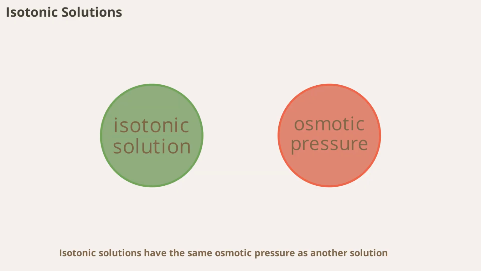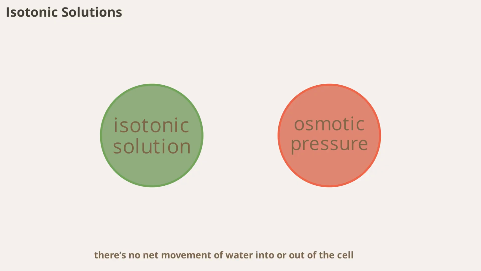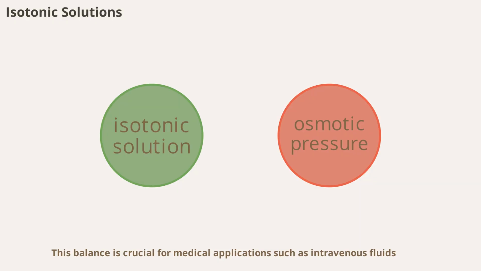Isotonic solutions have the same osmotic pressure as another solution, typically referring to body fluids. When cells are placed in an isotonic solution, there's no net movement of water into or out of the cell. This balance is crucial for medical applications, such as intravenous fluids, to ensure cells maintain their normal shape and function.